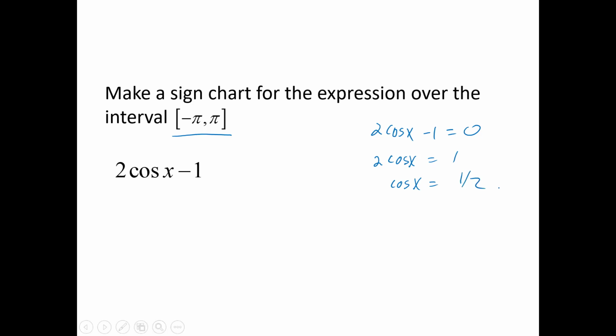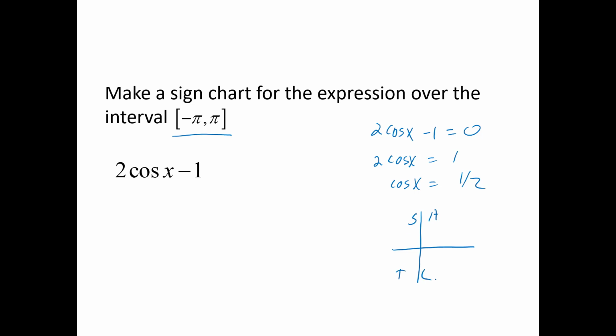Okay, you can't be comfortable with just the interval from 0 to 2 pi or just in the first quadrant. You have to be comfortable with whatever interval I give you. And so we're looking at this in the interval from negative pi to pi. Okay, so cosine of x is 1/2.